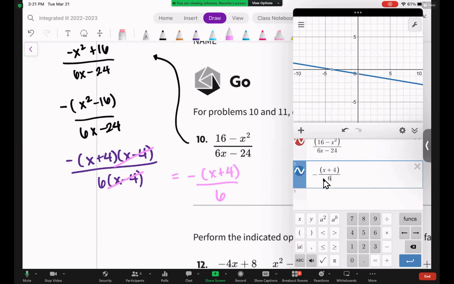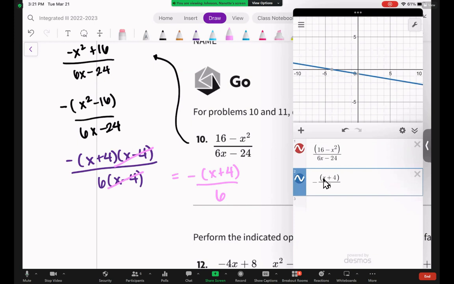So if I turn off the blue one right here, I get the red. And if I put it back on, it's right on top of it. So I did a really good job of simplifying. And now I checked my answer and they're both exactly the same. Okay.